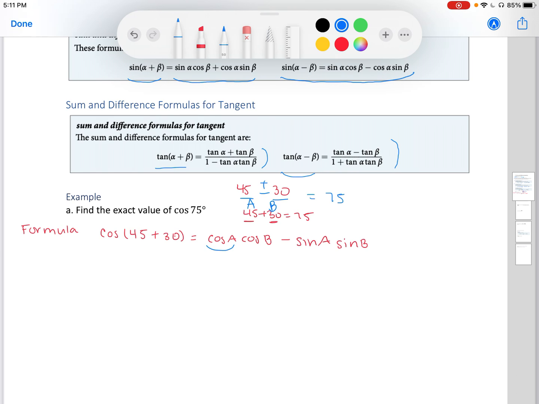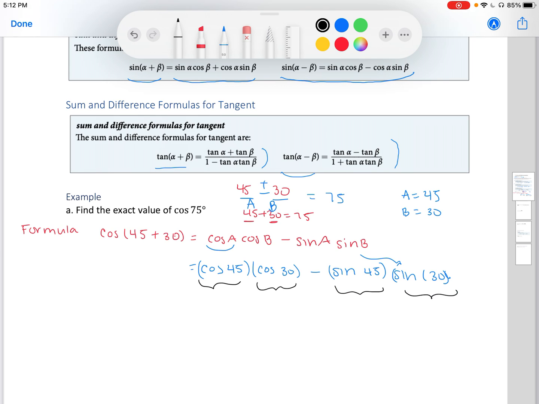So using our labeling, A is 45 and B is 30, and we want to find cosine of 45 times cosine of 30, minus sine of 45 times sine of 30. Sorry, that's sine, not cosine. We're going to find all these values from our unit circle, so make sure you have your unit circle handy and let's evaluate.